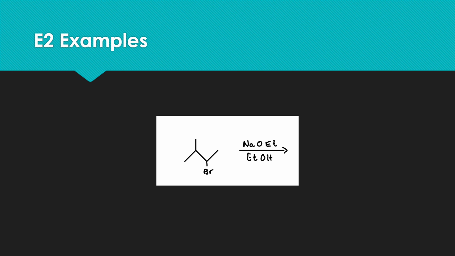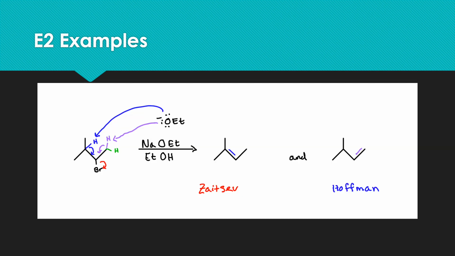In this E2 example, we will be going over the reaction between 2-methyl-3-bromobutane reacting with sodium methoxide and ethyl alcohol. In this reaction, the bromine leaves at the same time as those lone electrons, following the blue and purple arrows, reach out to those hydrogens. This is all one step, remember, there is no intermediate step.